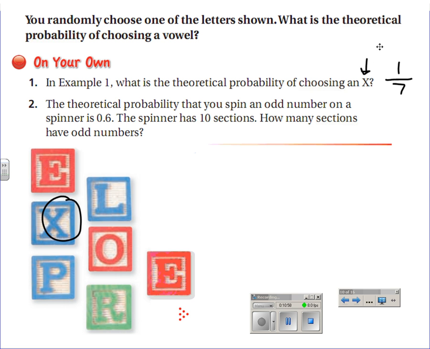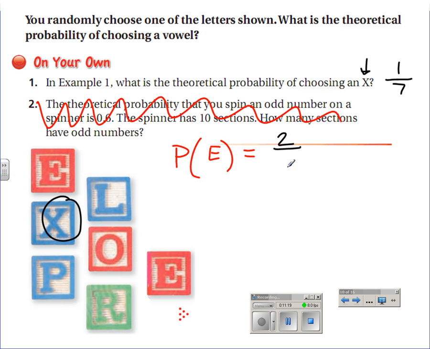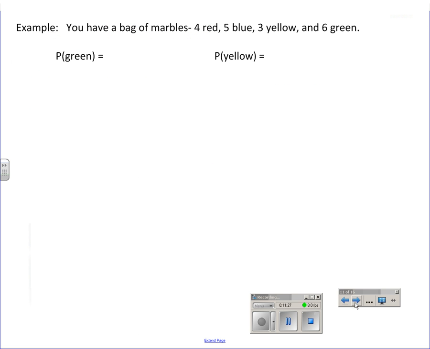It's not very likely. Okay, what if I asked you, what's the probability of choosing an E? This is the theoretical probability. This P with parentheses stands for probability. So the probability of getting an E, I have 2 E's out of 7 blocks. So my probability would be 2/7. That's theoretical probability.